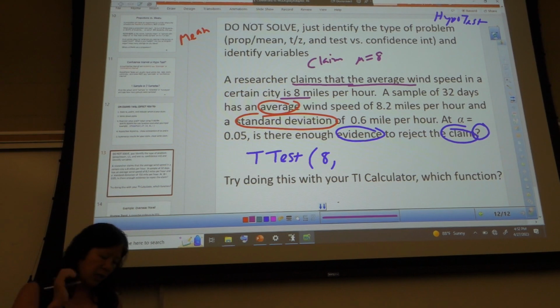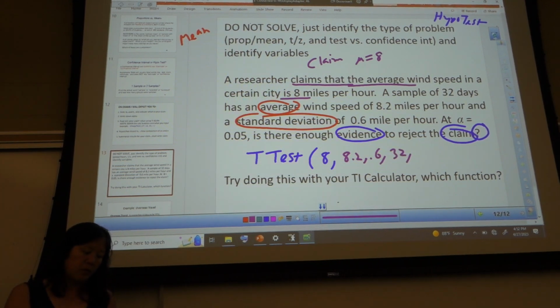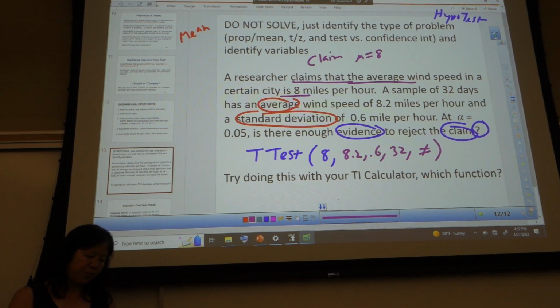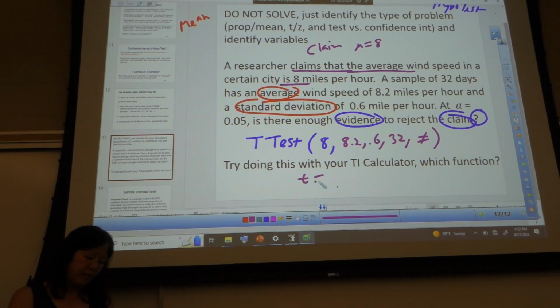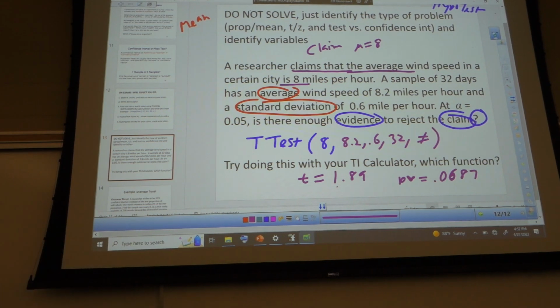Okay, good. So then they ask you for x bar, 8.2. They ask you for s, 0.6, and n, 32, and they ask you for the symbol. It's going to be the opposite one. Yep. Not equal to. Not equal to, exactly. When your claim is equals, H will be not equals. And then you ended up with a T value of 1.89 and a P value of 0.0687. Sounds great. Good.